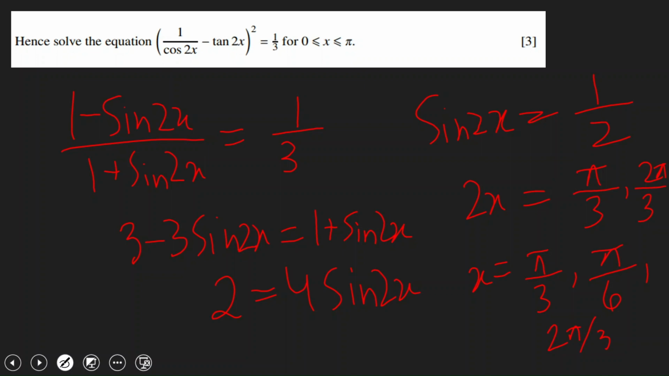After that, it will be 2π/3 + π, which is going to be 5π/3. Divide that by 2, we get 5π/6, which also works. So there are going to be 4 answers for this.